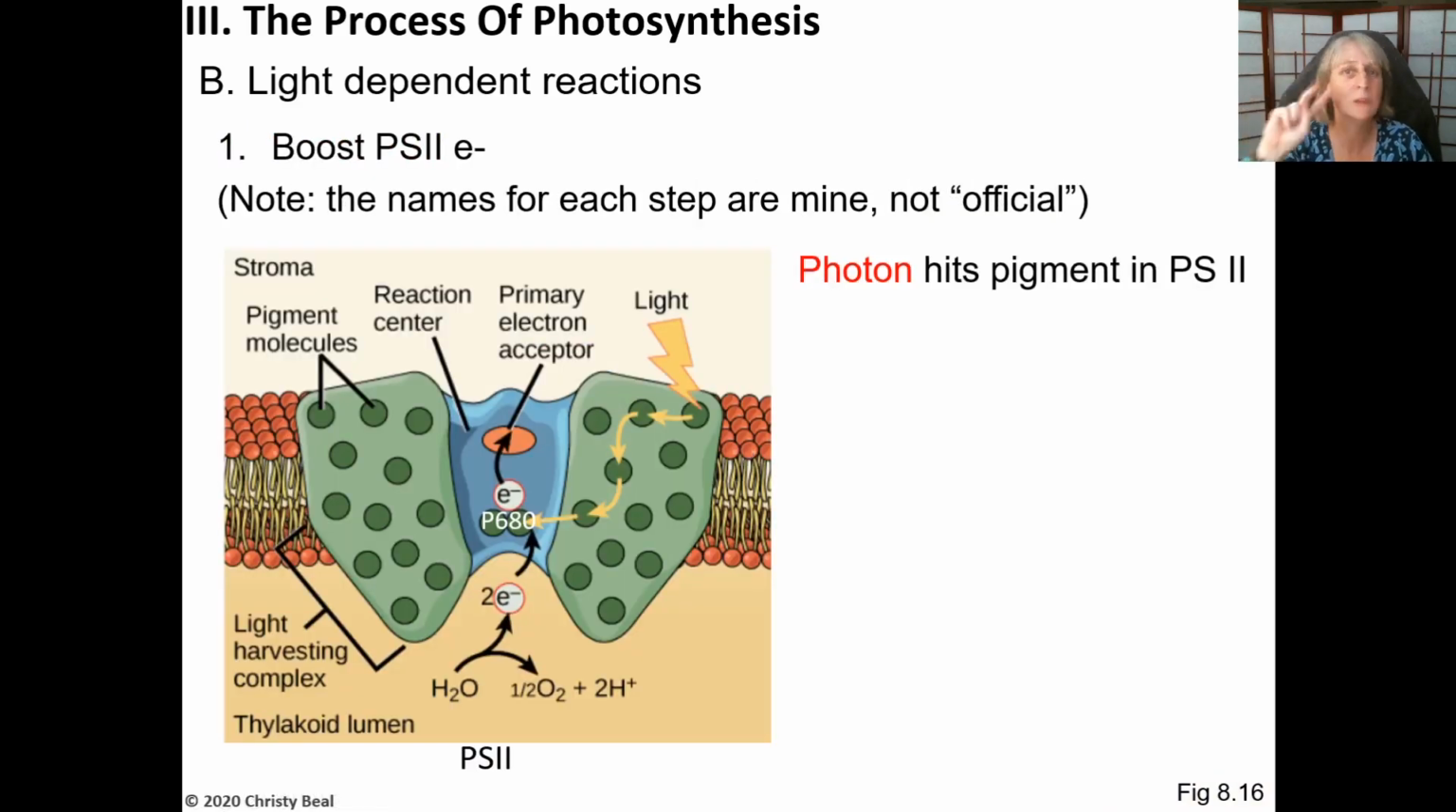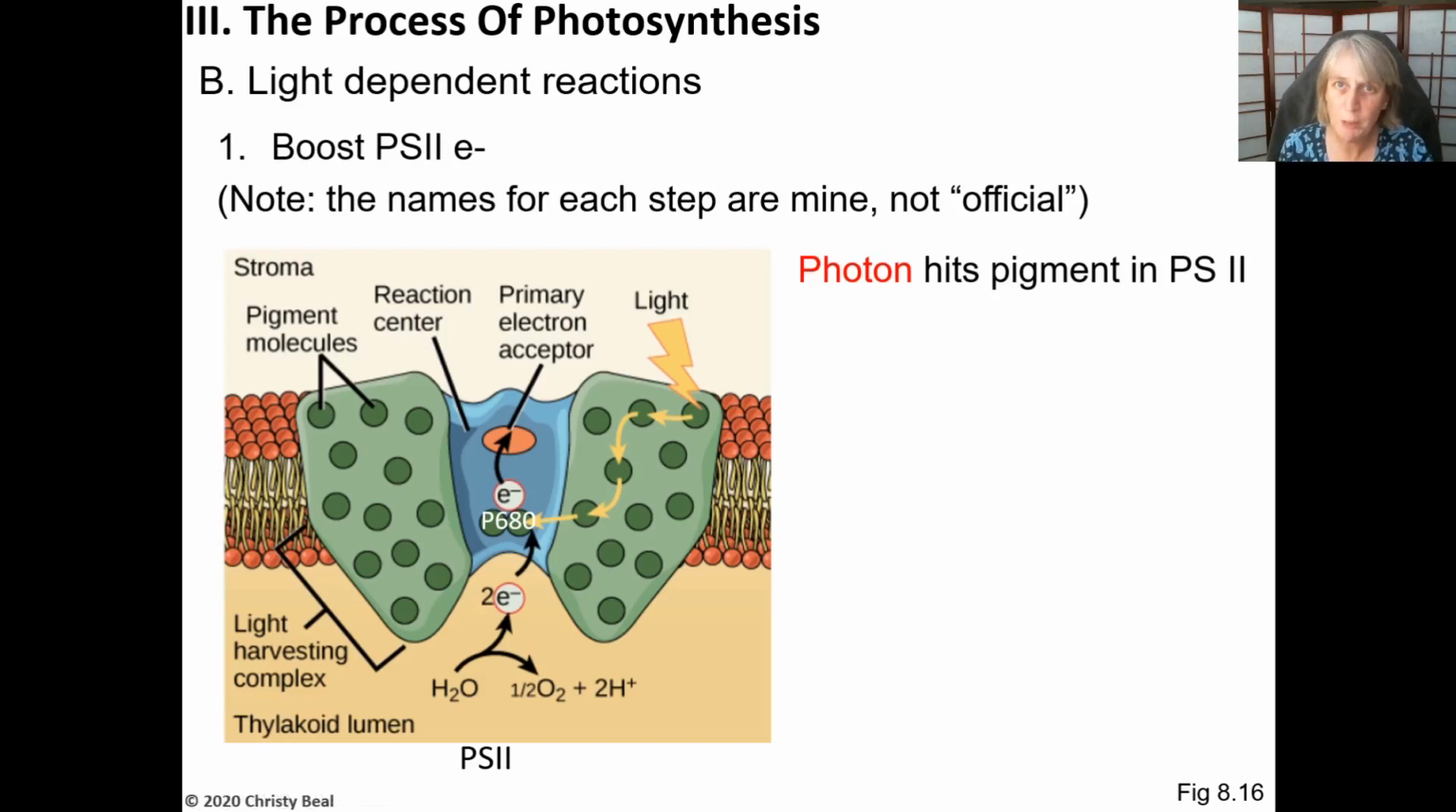Photosystem 2, remember we start with photosystem 2. Light strikes photosystem 2. It's striking everywhere, but we're going to try to make this happen in a story. So we're going to start with photosystem 2 getting struck by light. I made up names for these, as a note. I broke this down so it was easier for me to teach. "Boost photosystem 2 electron" is not the official name of this step. There is no official name. I just tried to organize them a little bit for you.